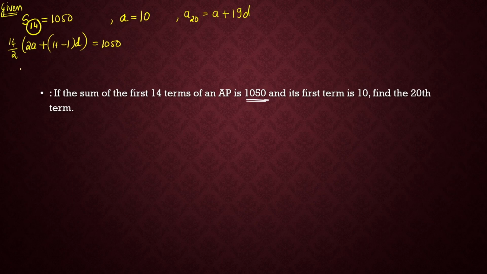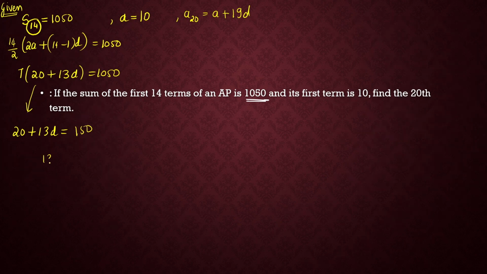So 14 by 2 is 7. 2 into a value, which is 10, so 2 into 10 is 20. 14 minus 1 is 13. d is what we need to find, and the sum is 1050. So I'll just continue the calculation. 20 plus 13d is equal to 1050 by 7. Most probably it's 150. 1050 divided by 7, yes, it's 150. So 13d is equal to how much? 130. So d is equal to 10. So you found out the value of the common difference, it is 10.